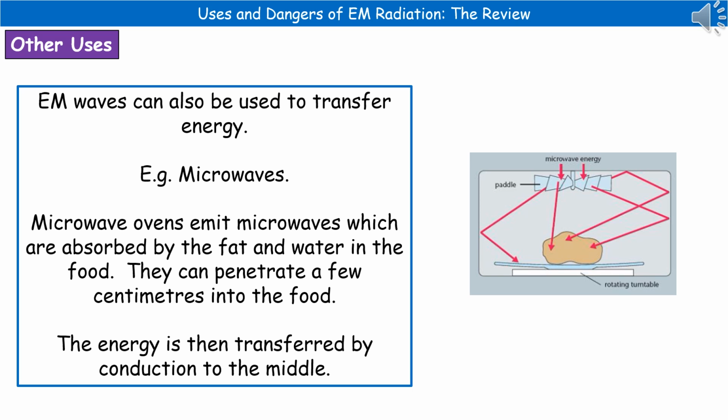As we've already said, one of the key things about our electromagnetic waves is that we can use them to transfer energy. So we can actually use them to cook food in two different ways. So the first one is using microwaves. Now hopefully we work out that our microwave ovens will emit a microwave, and those are going to be absorbed by the fat and water in the food. And microwaves are actually capable of penetrating a few centimetres into the food itself. So it's absorbed by the first few centimetres all the way around the food. We then transfer the energy via conduction to the very centre to finish cooking it.